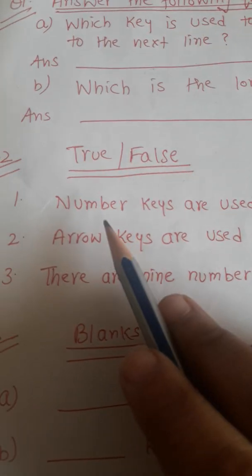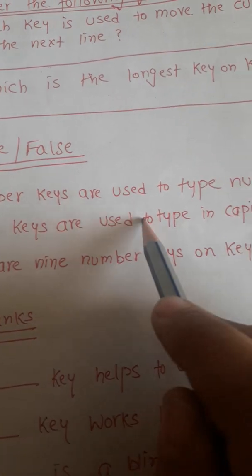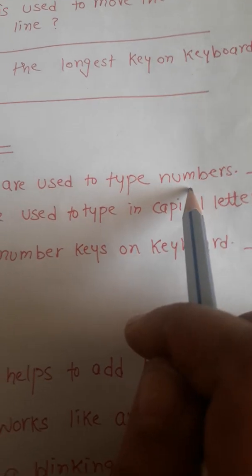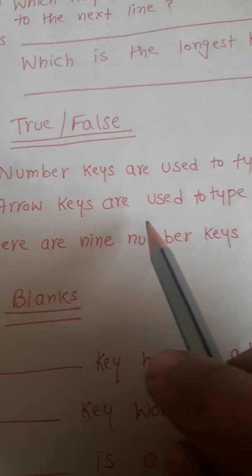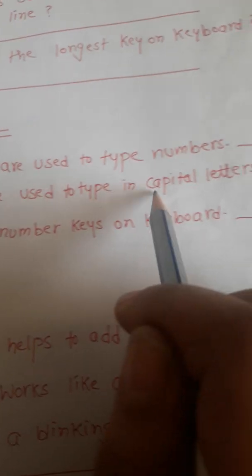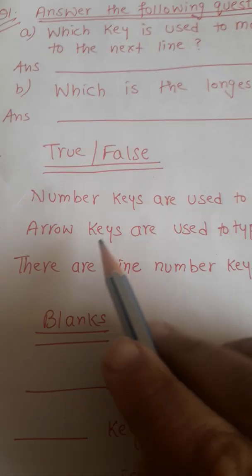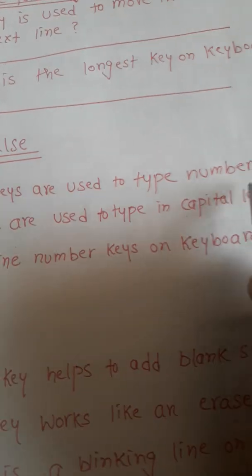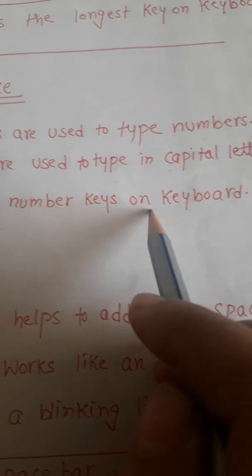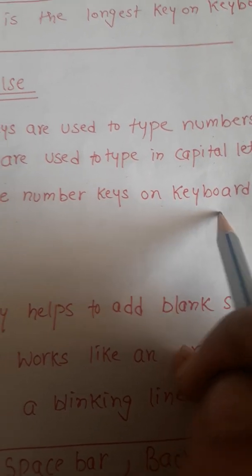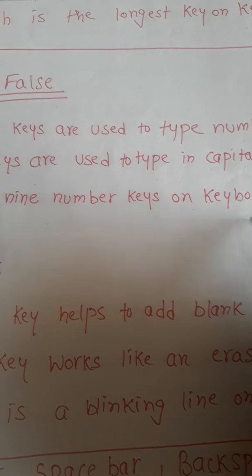True, false. Number keys are used to type numbers. Is it true or false? Arrow keys are used to type in capital letters. Do we use arrow keys to type in capital letters? So you have to write here true or false. There are 9 number keys on keyboard. Are there 9 number keys on keyboard? So accordingly you have to write true or false.